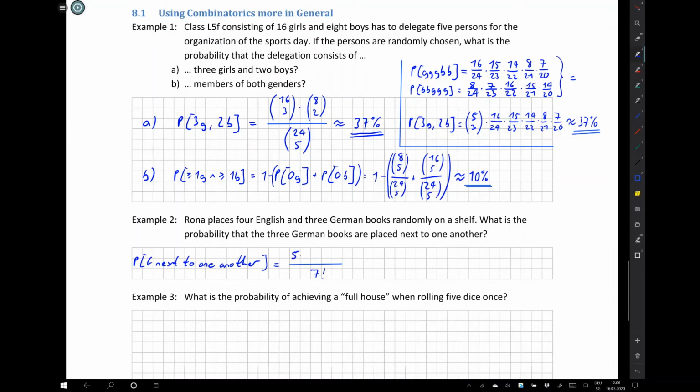And then we can arrange the 3 German books in any way we like, and also the 4 places where the English books stand can now be arranged. The books there can be arranged in any possible arrangement, so 4 factorial. For the German books we get 3 factorial, and so we get the final result 1 divided by 7.